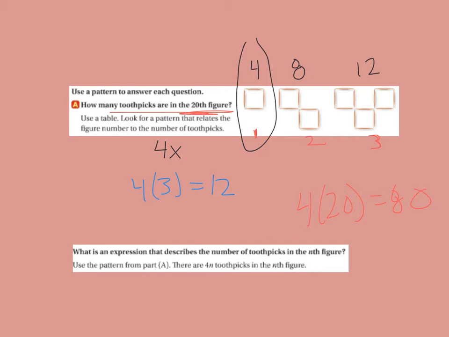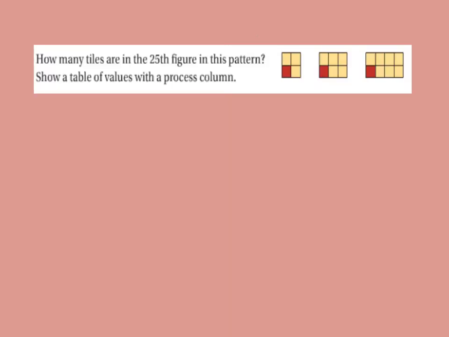And the next question is asking how many toothpicks would be in the nth figure. So really, we've already figured that out right up here. Except instead of writing n, or x, we write 4n. I want you to pause the video and attempt this next problem by yourself.